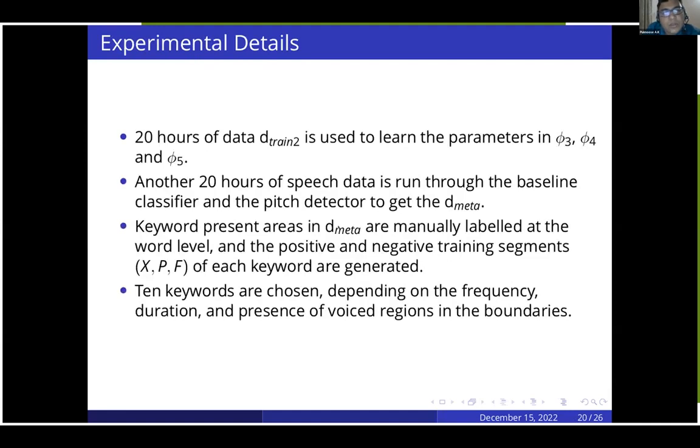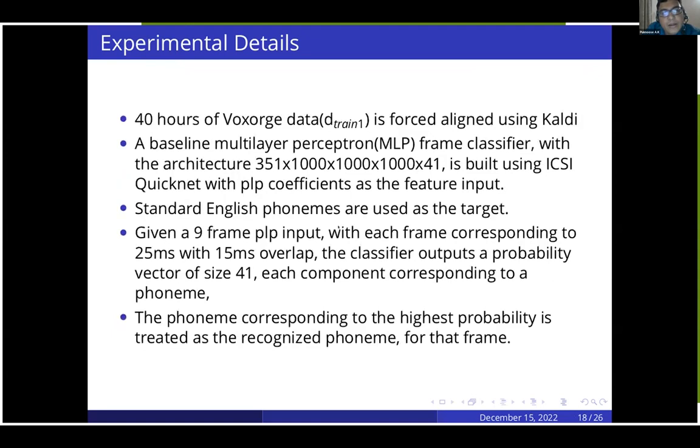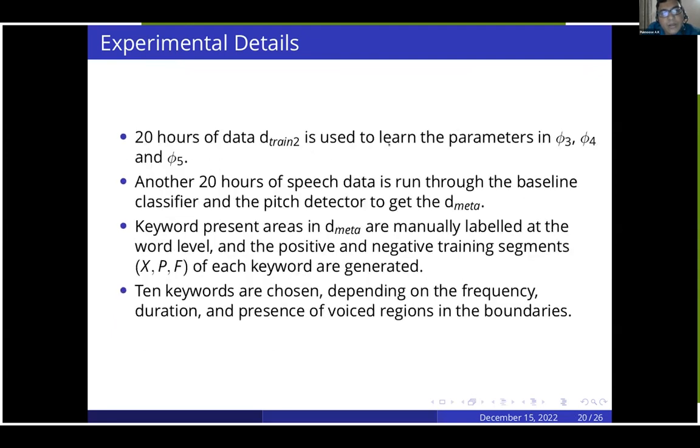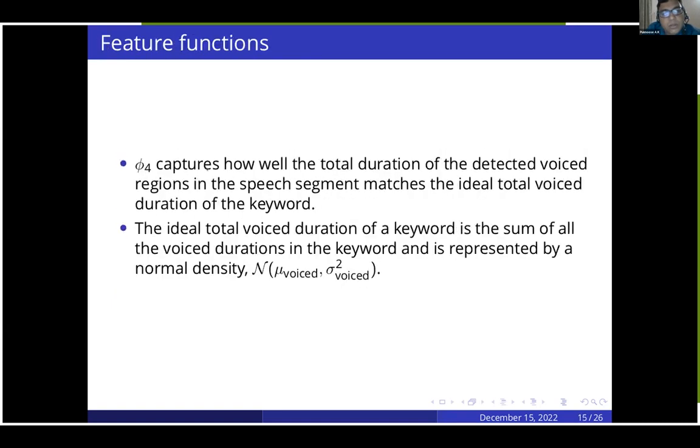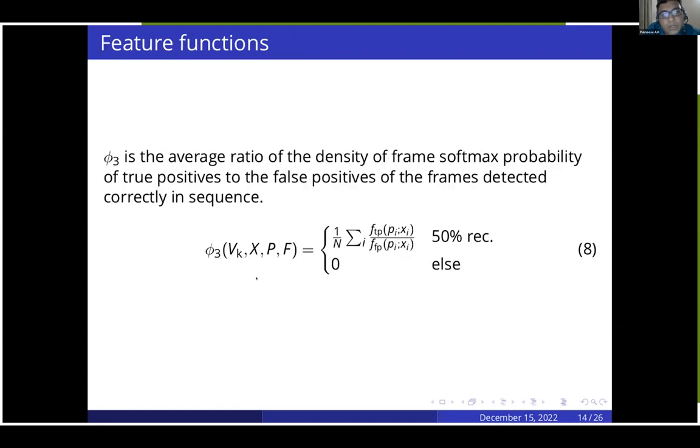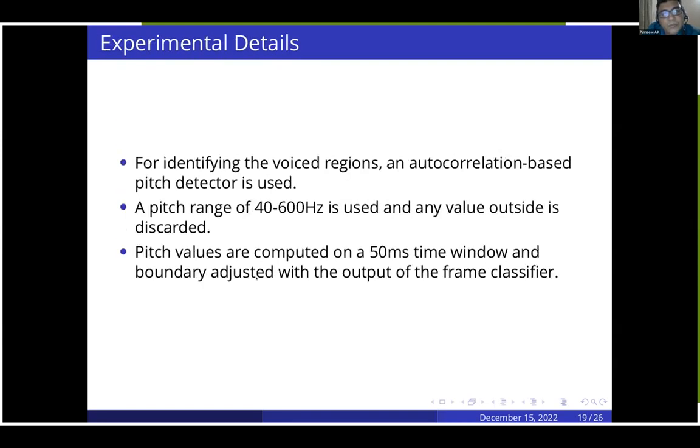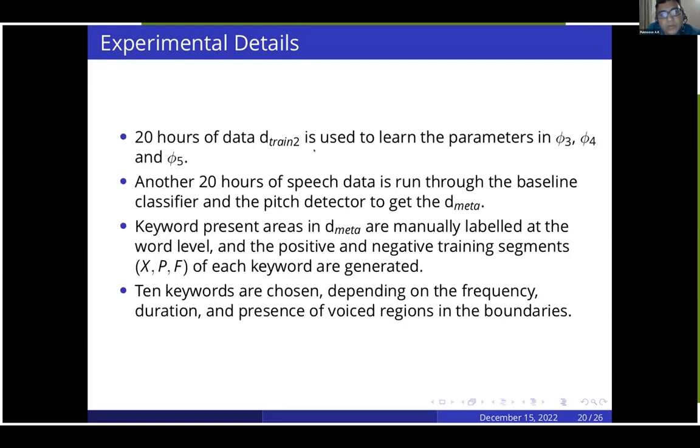Now, feature functions 5.3, 5.4, and 5.5 need distributions, and a normal distribution. For that, we use under 20 hours of Oxford data to learn the parameters in 5.3, 5.4, and 5.5. Then another 20 hours of data is run through the baseline classifier and pitch detector to get the D meta. D meta is XPF, and again, D meta is labeled at the word level.